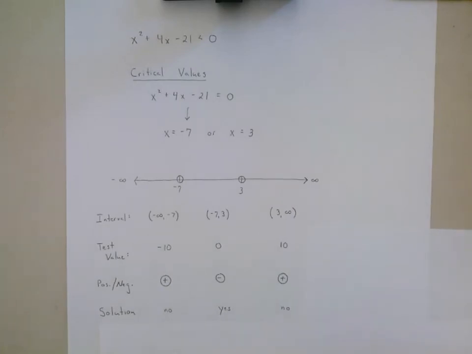For my third interval, from 3 to infinity, I'm going to test the x value 10. Substituting 10 into my original polynomial will give me a positive output. That positive output cannot be a solution to the original inequality, and therefore no values in this interval can be solutions.